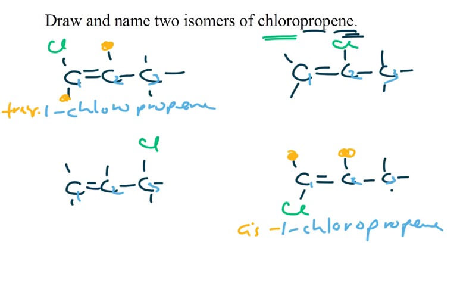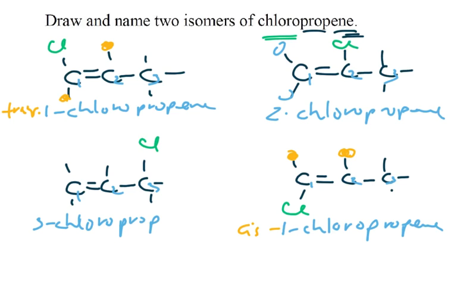That's a little subtlety. Okay, this up here, we'll call this guy 2-chloropropene. And there's no cis and trans involved because these 2 places here are the same, so there's no cis and trans. And the last one here is 3-chloropropene. So name and draw any 2 isomers of the chloropropene. Any 2 of those 4 would be great answers. And that's quick check 2.